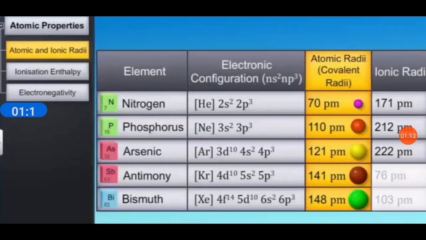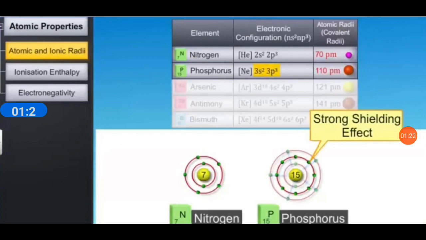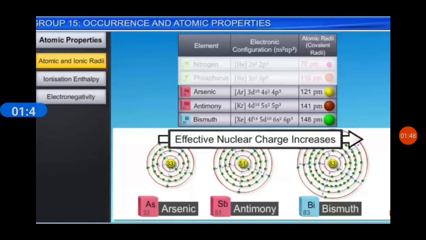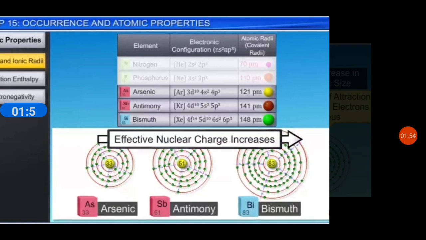Let's first take atomic and ionic radius. It increases down the group due to increase in number of shells. For first two elements, nitrogen and phosphorus, the increase is higher. It is because there is strong shielding effect for s and p electrons. But later on, there is gradual increase due to poor shielding effect of d electrons, that is from arsenic to bismuth. It is from 121 picometer to 148 picometer. Hence, effective nuclear charge increases from arsenic to bismuth.